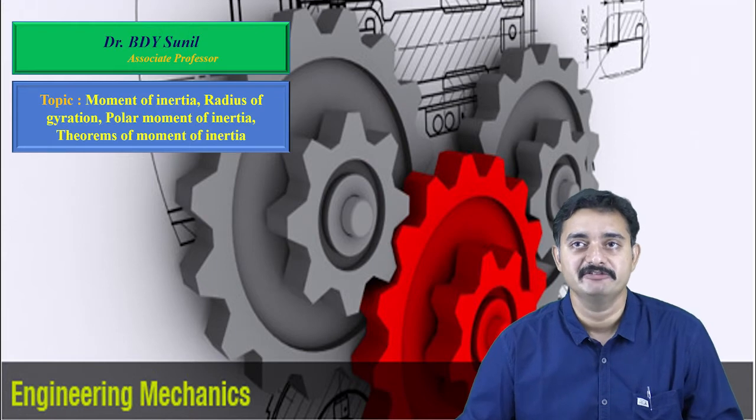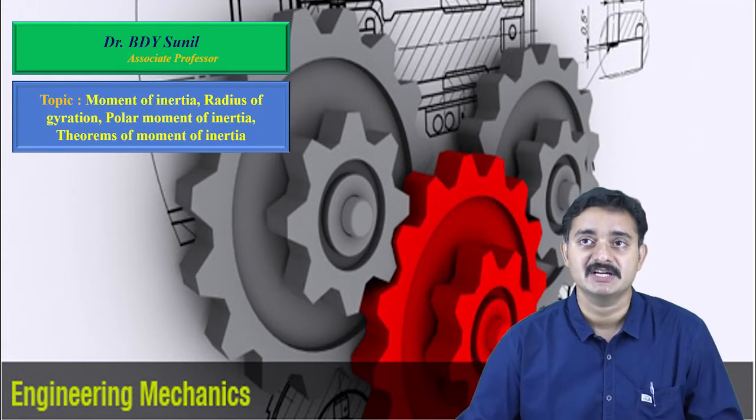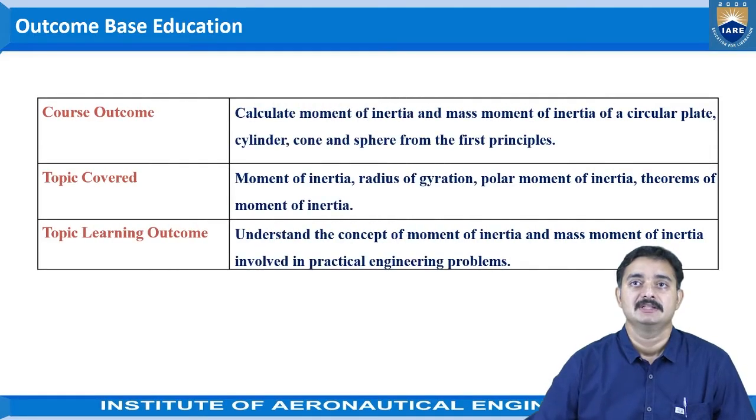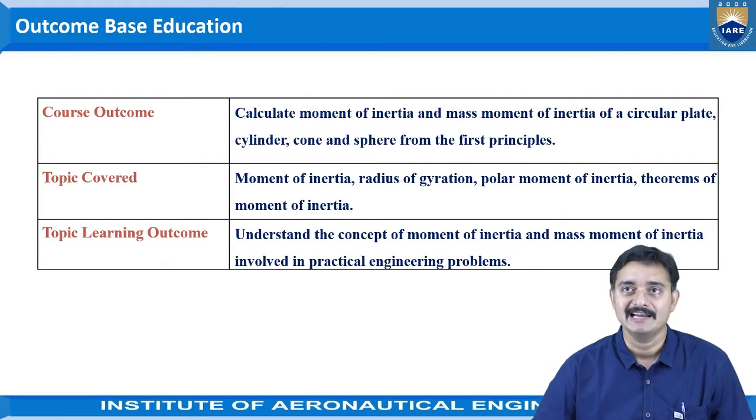In today's session, we will be learning about the moment of inertia, radius of gyration, polar moment of inertia, and theorems of moment of inertia. The course outcome of today's session would be to calculate moment of inertia and mass moment of inertia of a circular plate, cylinder, cone, and sphere from the first principles. The topics covered would be moment of inertia, radius of gyration, polar moment of inertia, and theorems of moment of inertia.